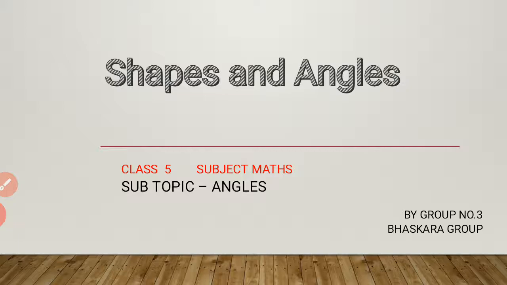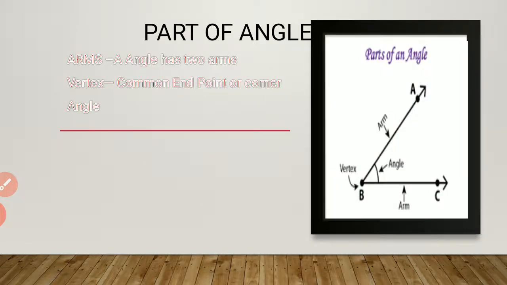We are going to discuss different angles in this video. First, the parts of angles. What are the different parts of an angle? Here are the parts of an angle, that means the arm, the vertex, and the angle.